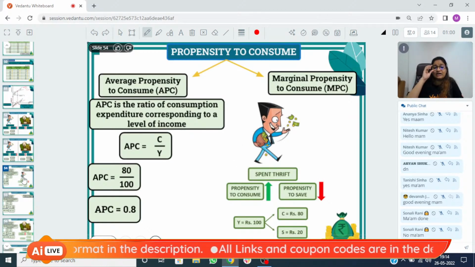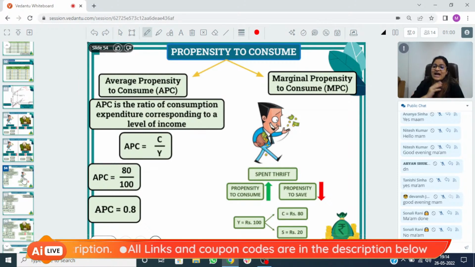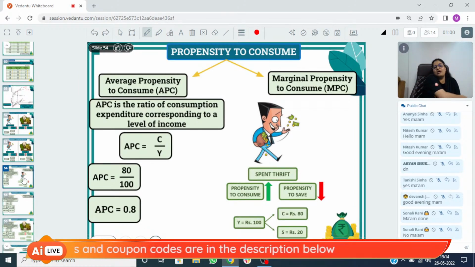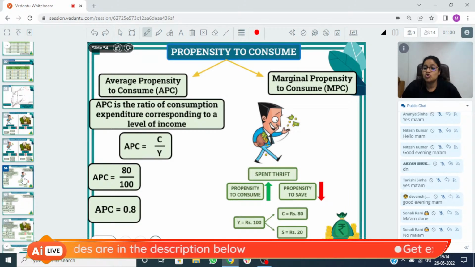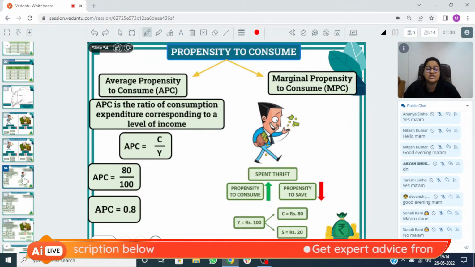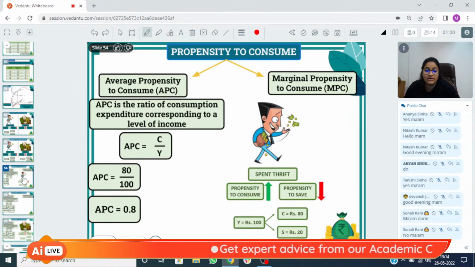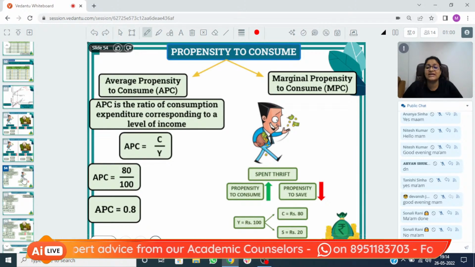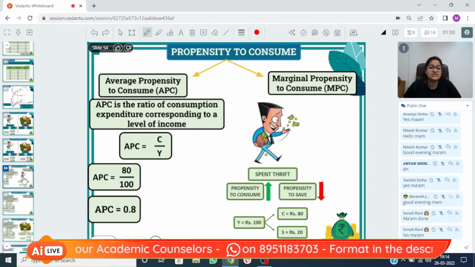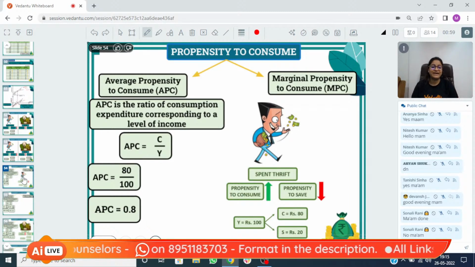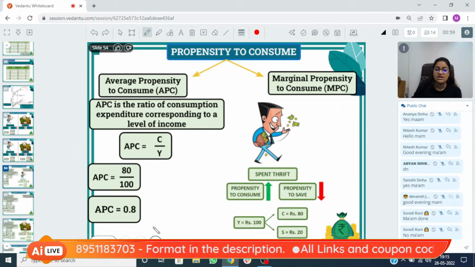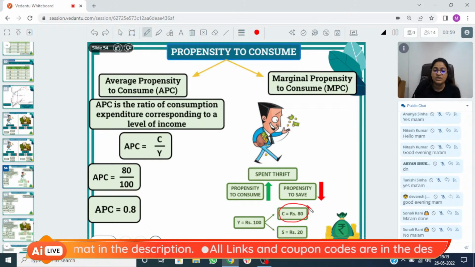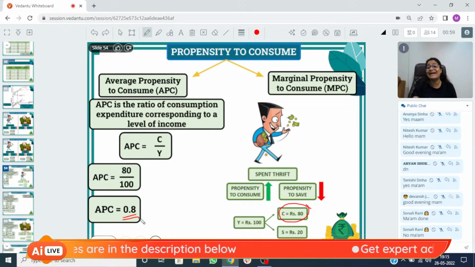Now let us say there are two types of propensities, average and marginal. Average talks about a level of income. At a level of income, how much is your consumption? How do you calculate it? APC, average propensity to consume, is equal to C upon Y, consumption upon income. So for a spendthrift, out of 100 rupees, he is spending 80 rupees, which means out of any income, his probability of consumption is 0.8.